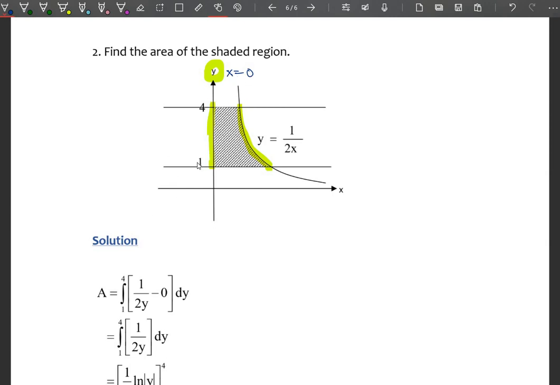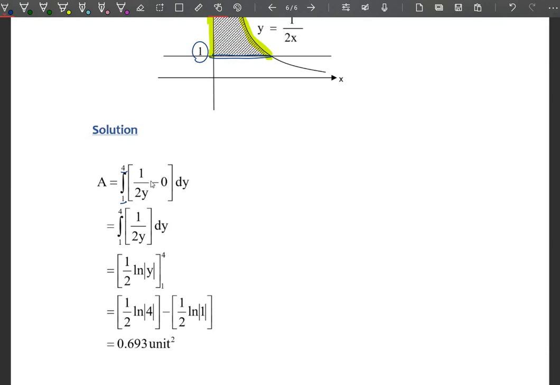We don't have to find the intersection points because we have here 1 and 4. That means the lower limit for the region bounded is 1 and the upper limit is 4. That's why we just calculate A equals the integral from 1 to 4. Remember, integrate with respect to y. The value here should be in terms of y. Right minus left, that means 1 over 2y minus 0.